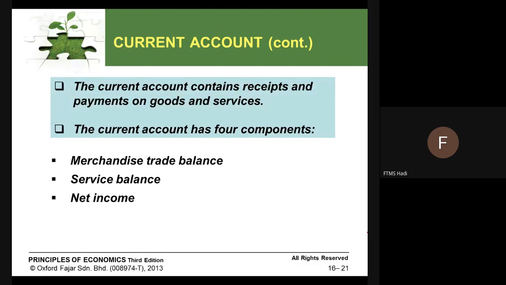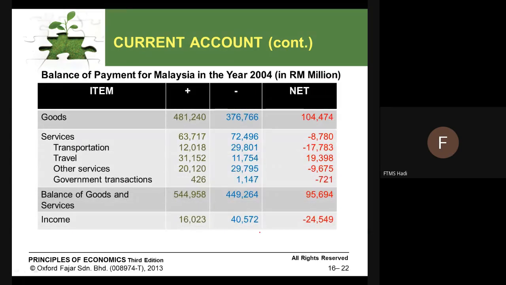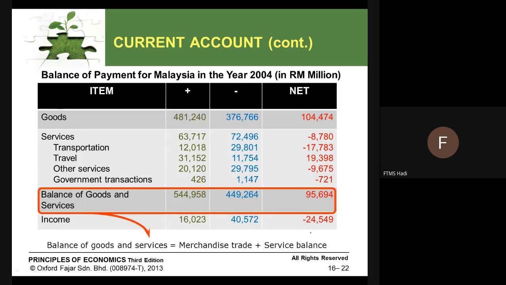The third one is net income, the income generated by a country. So this one, 16023 minus 4572, is negative 24549. The balance of goods and services formula will be merchandise trade balance plus service balance. So this one plus this one, you get this. It's like goods plus services will become the balance of goods and services.